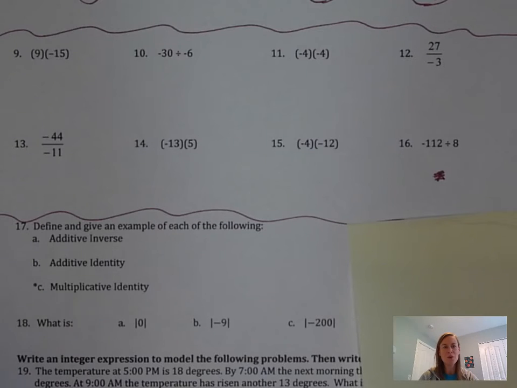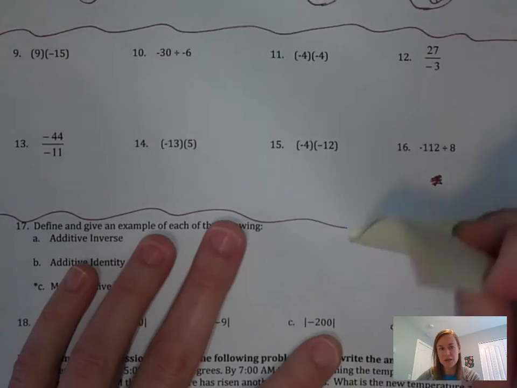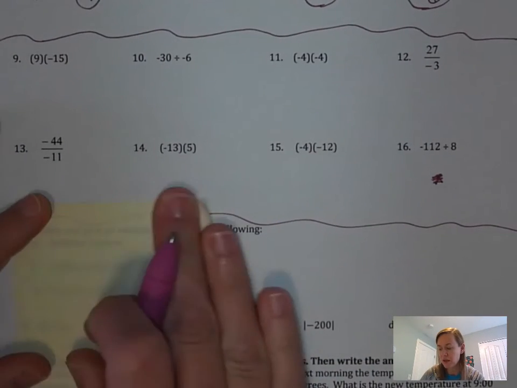Hi everyone, in this video we're going to be reviewing the rules for multiplying and dividing integers. This is for our test review for Unit 1, our practice test. We're going to be looking at numbers 9 through 16 in this video. Let's start with reviewing the rules for multiplying and dividing integers. I'm just going to put them on this sticky note right here, okay?